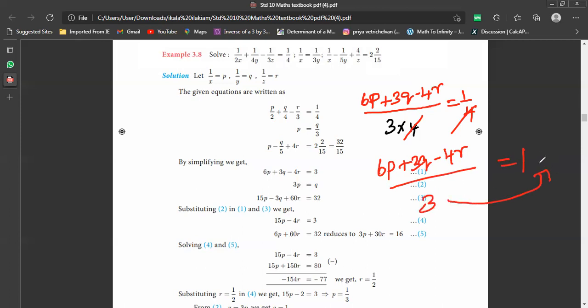Take this 3 to the right hand side. It will become multiplication with the 1. 1 into 3 is 3. So this is our new equation. So you can assume this equation as the first equation. Can you follow this? Yeah.